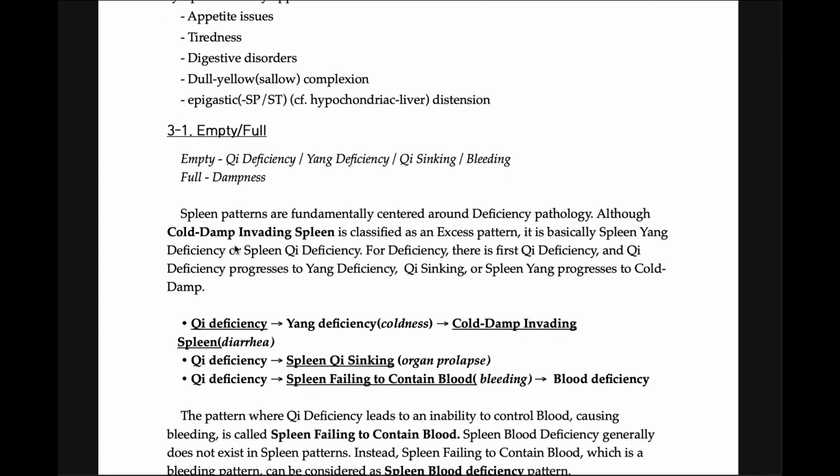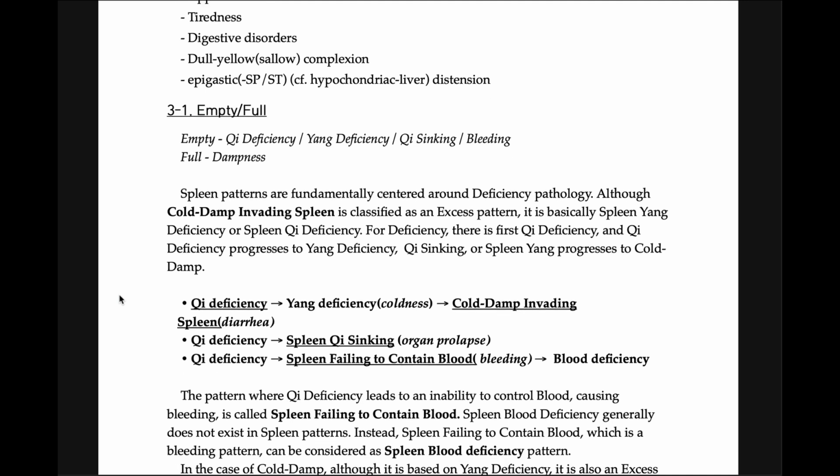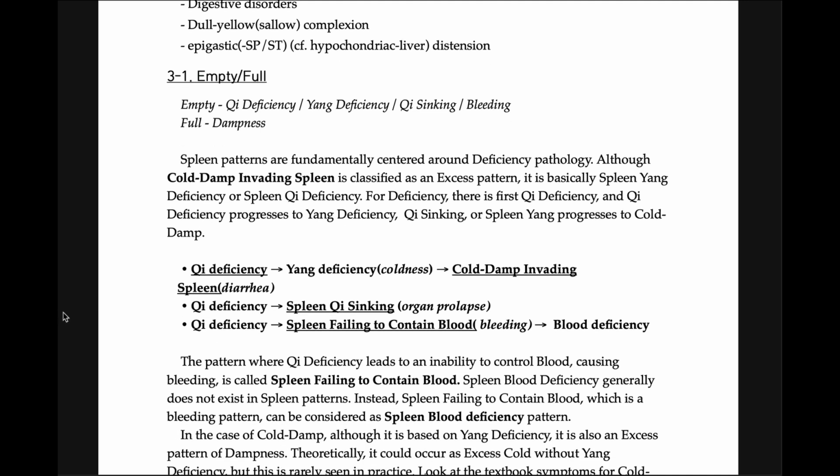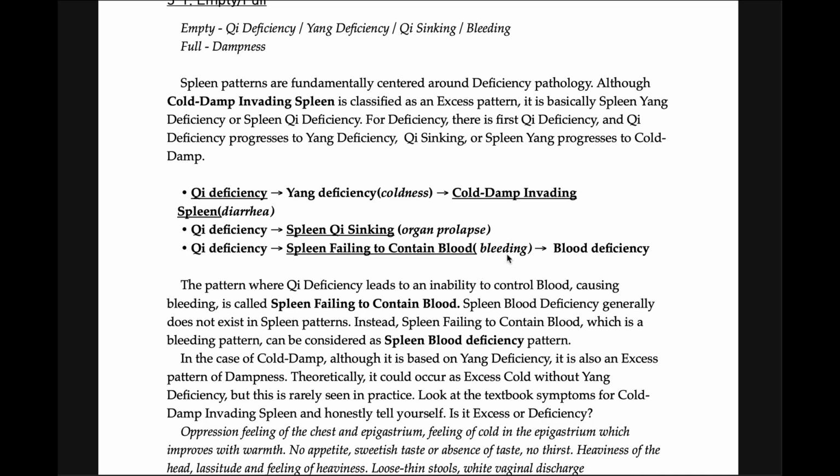Spleen patterns are fundamentally centered around deficiency pathology. Although cold damp invading spleen is classified as an excess pattern, it is basically spleen yang deficiency or spleen qi deficiency. For deficiency, there is first qi deficiency, and qi deficiency progresses to yang deficiency. Qi sinking or spleen yang deficiency progresses to cold damp. Qi deficiency turns into yang deficiency, coldness, turns into cold damp invading spleen, diarrhea. Qi deficiency turns into spleen qi sinking, organ prolapse.